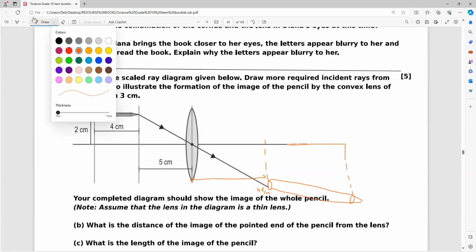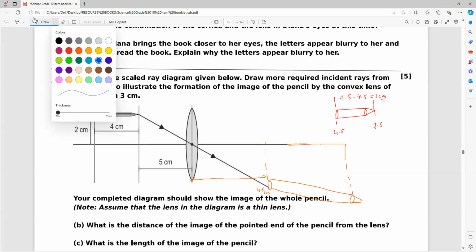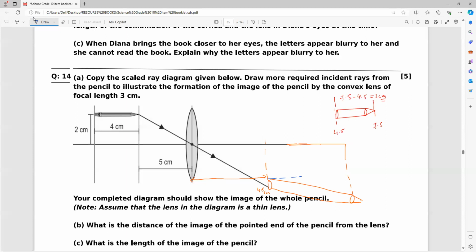Now, if you have noticed it here, how to calculate the length of the pencil? If it is a straight line, what is the length of the pencil, everybody? If it is a straight line, directly I will say that it is at 4.5 centimeter and this is at 7.5 centimeter. So 7.5 minus 4.5 equals 3 centimeter. Is it right or wrong? If it is a straight line, is it right, everybody? But it is not a straight line. It is inclined. You have noticed it, everybody? It is an inclined one.